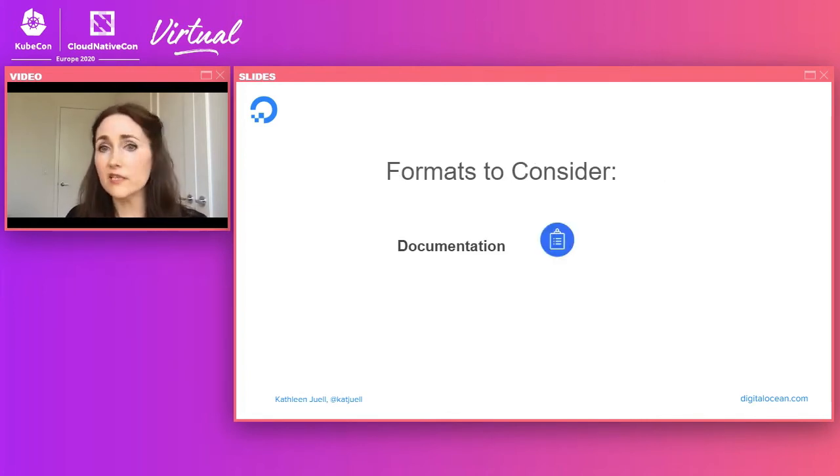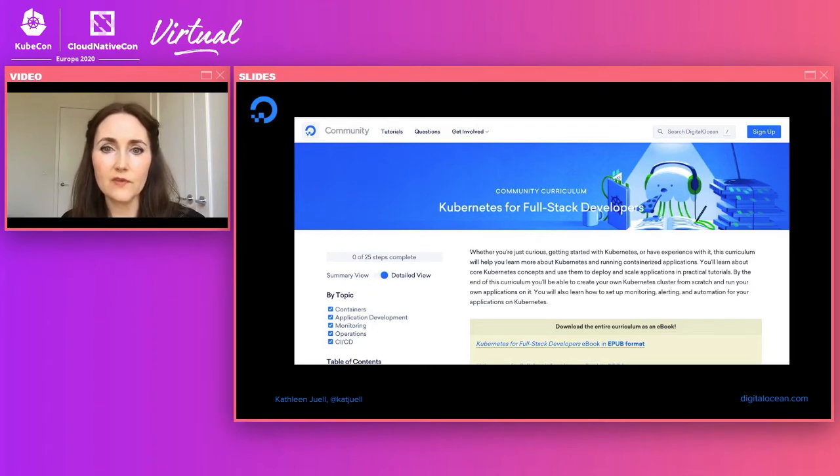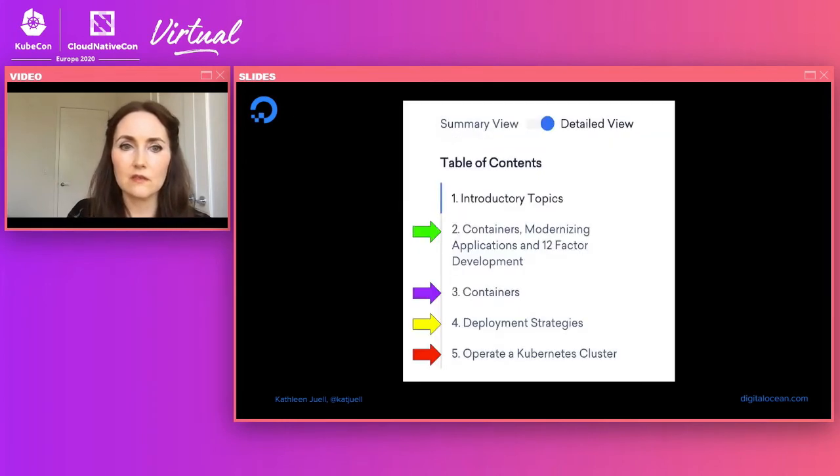So there are various formats that you could consider here. Docs are a great way, for example, to communicate information asynchronously. They also offer a great way of creating self-selecting pathways through a body of material, which can be super handy if you have a lot to cover. So for example, the Kubernetes curriculum offers a topical and self-selected path through a lot of different tutorials.